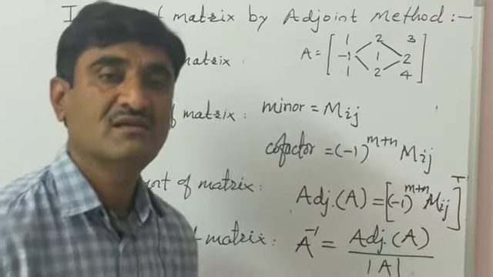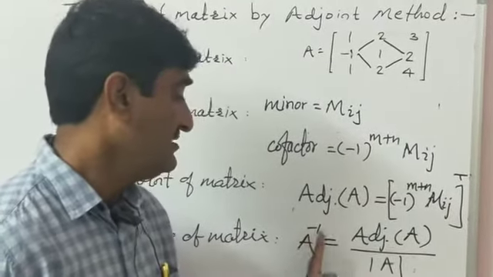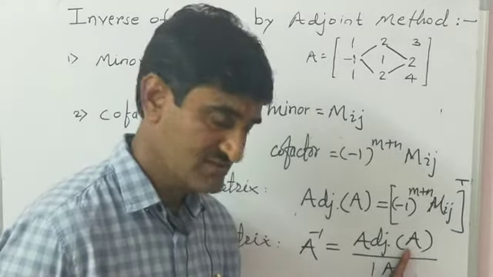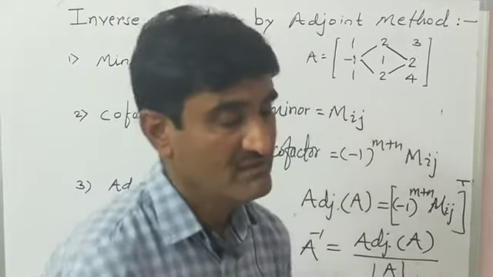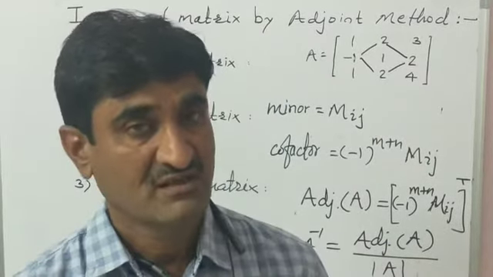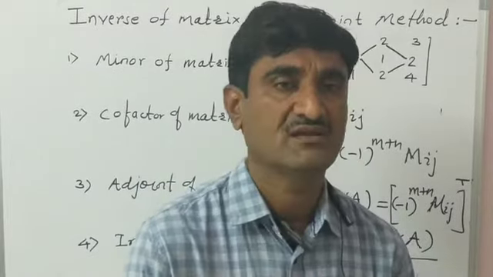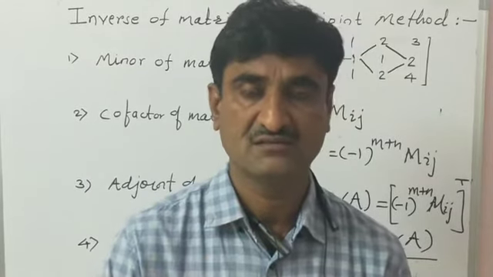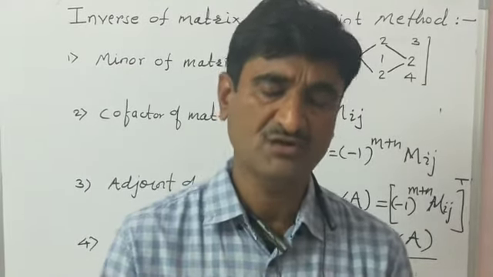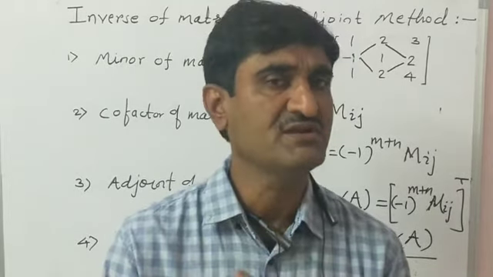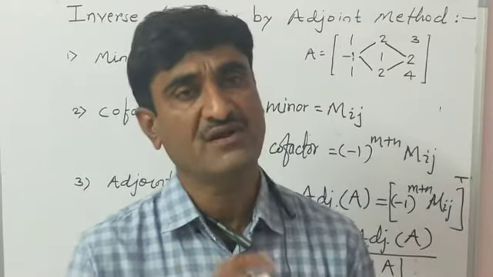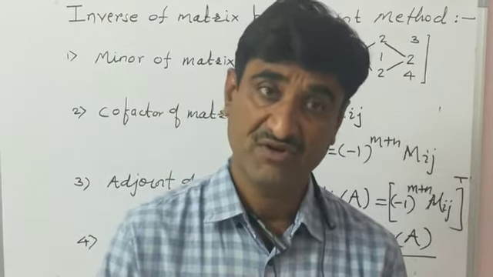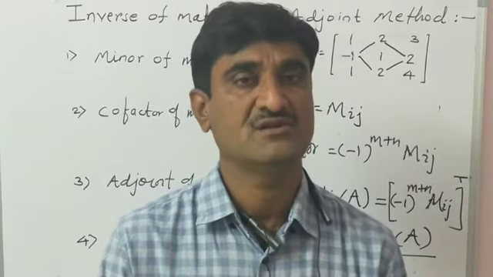This is the inverse of a matrix. Here A inverse is equal to the adjoint of A, the adjoint matrix divided by the value or magnitude of the matrix. Means when we find the value or magnitude of the matrix, we divide every element of the adjoint matrix by the magnitude of the matrix, and in this way we can find the inverse of a matrix by the adjoint method.